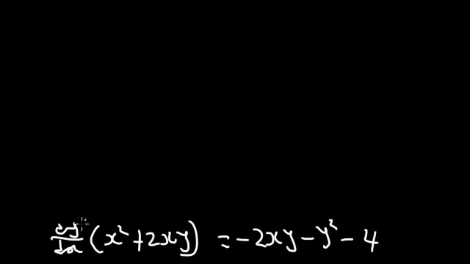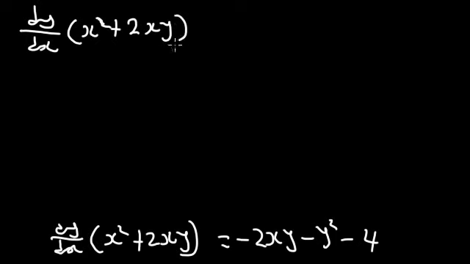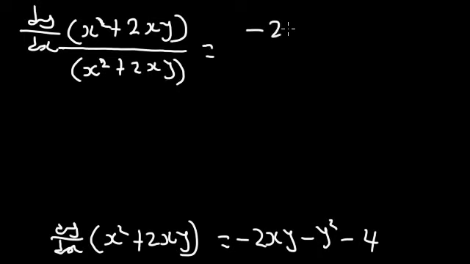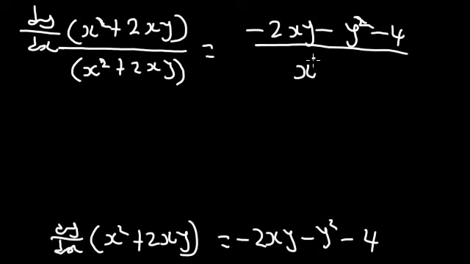Now proceeding forward, we can now divide through by this term. Then we have dy/dx times x squared plus 2xy divided by x squared plus 2xy, then that is equal to negative 2x, negative y squared, negative 4, all divided by x squared plus 2xy.